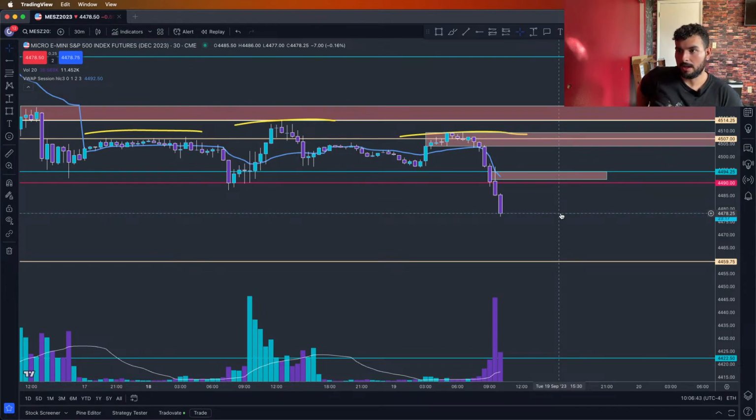If we see a lot of buyers at that level, but we're failing to continue upwards, then that's a good sign for selling. But if we see a lot of buyers and continuation, then we might want to start looking for some buy positions again.